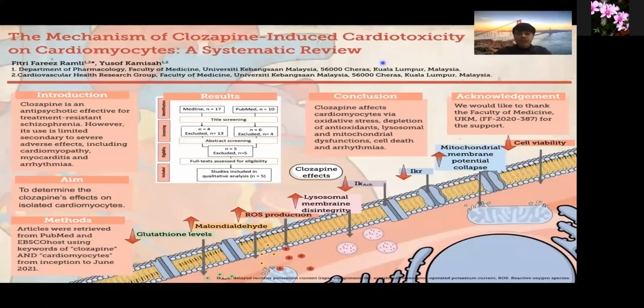Assalamualaikum and salam sejahtera. Today I'm going to present our poster entitled The Mechanism of Clozapine-Induced Cardiotoxicity on Cardiomyocyte, a Systematic Review. Clozapine is an antipsychotic effective for treatment-resistant schizophrenia. However, we must use clozapine with caution due to the risk of cardiotoxicity, including cardiomyopathy, myocarditis, and arrhythmia. This review aimed to determine the clozapine effects on isolated cardiomyocytes.